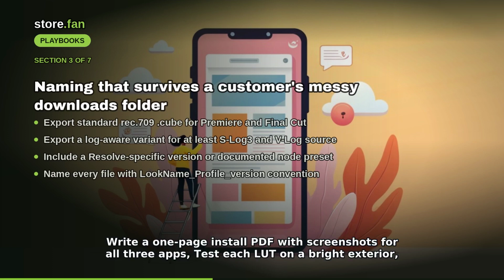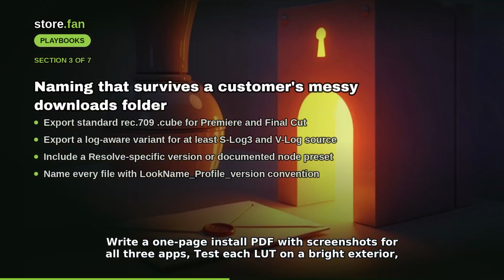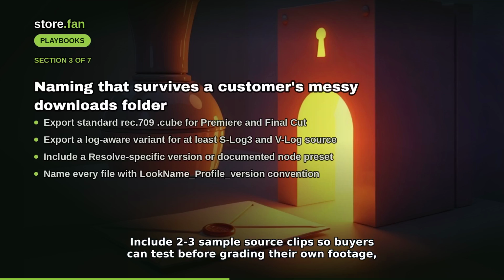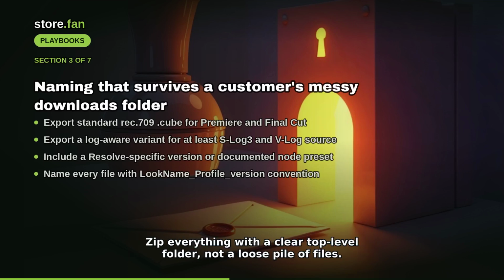Write a 1-page install PDF with screenshots for all 3 apps. Test each LUT on a bright exterior, a skin tone close-up, and a mixed lighting interior clip. Include 2-3 sample source clips so buyers can test before grading their own footage. Zip everything with a clear top-level folder, not a loose pile of files.